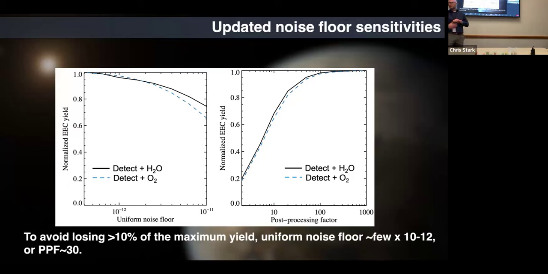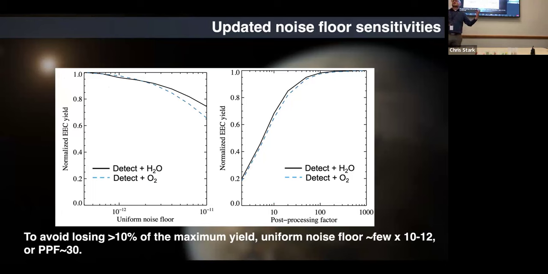And if you wanted to define what noise floor is acceptable as, let's just say, a 10% loss in the total yield, then you're talking about a noise floor of a few times 10 to the negative 12. So you have to subtract your PSF residuals to a few times 10 to the negative 12. This is consistent with what Bijan Nemati has put in some of his papers. It's consistent with what Stuart Shaklan's been saying, consistent with what I've been saying for a few years now.